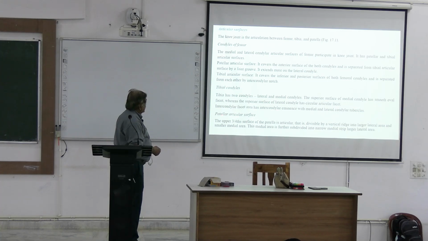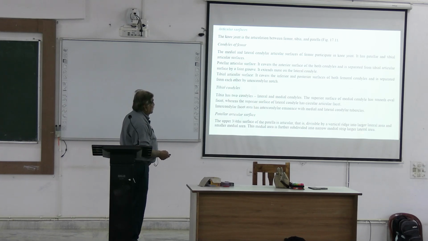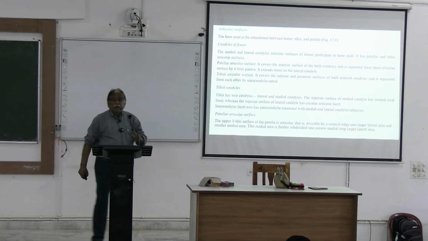Now the patellar articular surface: the upper three-fourths of the patella is articular, divisible by a vertical line into a larger lateral and smaller medial area. The medial area is further subdivided into a narrow medial strip and a larger, longer lateral area.